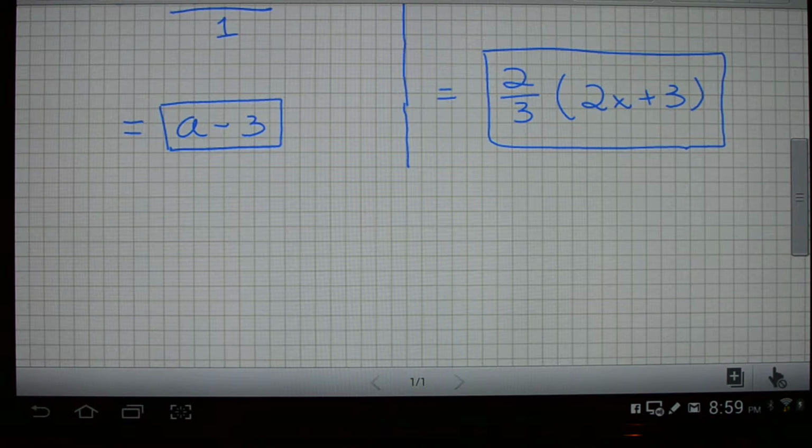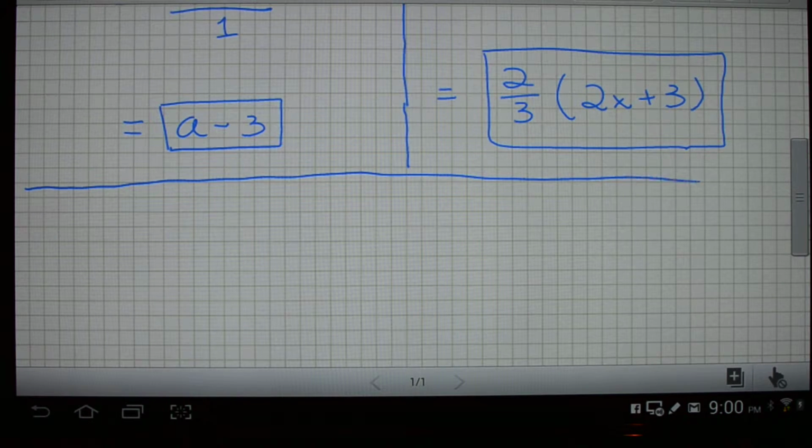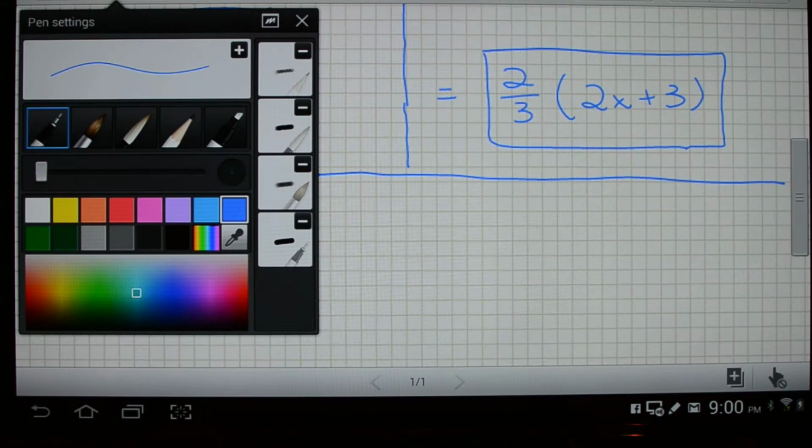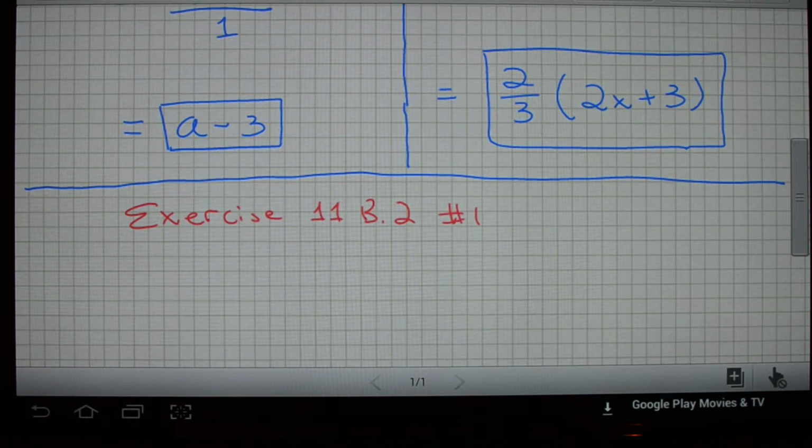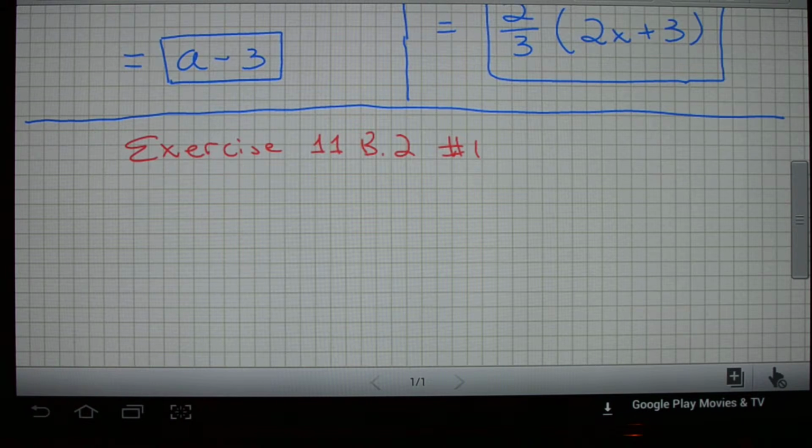Anyway, that was example 6. The book actually didn't do this part, but I went ahead and did it because a lot of times you will see that. Before you move on, you're going to pause the video and do exercise 11B.2, just number 1. When you're done with that, come back, continue where you left off, and we're going to do example 7. I'll see you there.